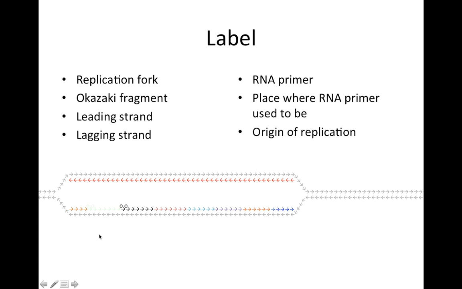Okay, so here I've drawn something out, and a main thing we want to be able to do here is to identify how all this works by being able to label the different parts. So we want to be able to label the replication fork, the Okazaki fragments, leading and lagging strands, RNA primers, where the RNA primer used to be, and the origin of replication. So this is a good thing to practice on.